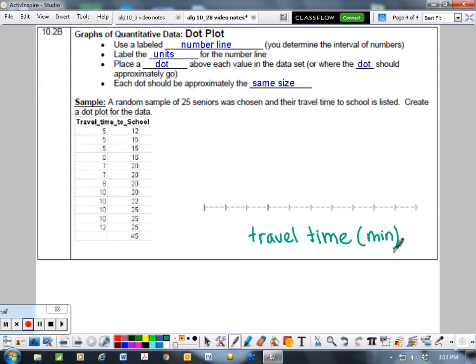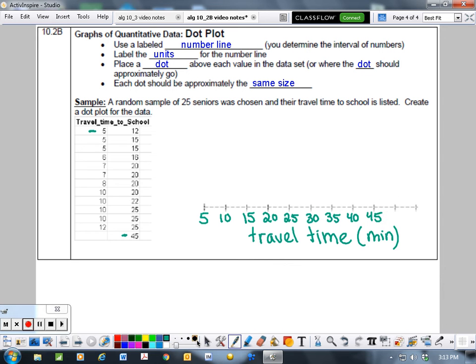So here, the time to school goes from 5 to 45. I obviously don't have 40 lines here, so I'm going to have to break that up. So like 5, 10, 15, 20, 25, 30, 35, 40, 45. So that way we've got room for everything.